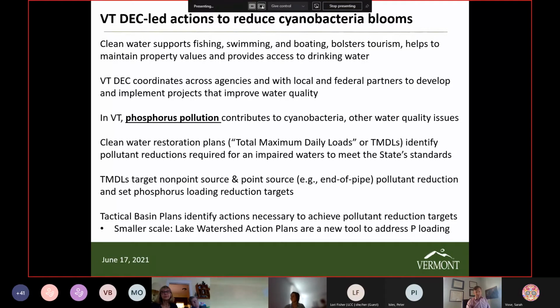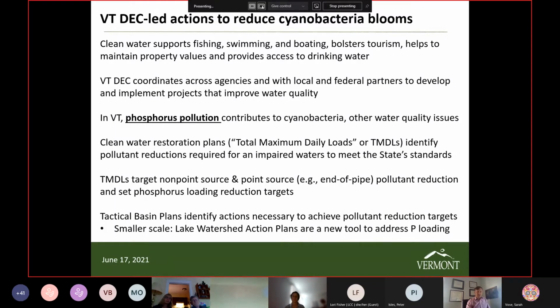You may have heard the term TMDL, or total maximum daily load, which essentially is a plan that identifies what pollutant reductions are required for an impaired water to meet the state standards. So Lake Champlain, Lake Memphremagog, Lake Carmi, those are some examples of waters that don't meet our good standard for clean water in the state. And so we've designated them as impaired. And we've developed these total maximum daily load plans to turn that around and restore those waters to good, very good, or excellent status under our Vermont water quality standards.